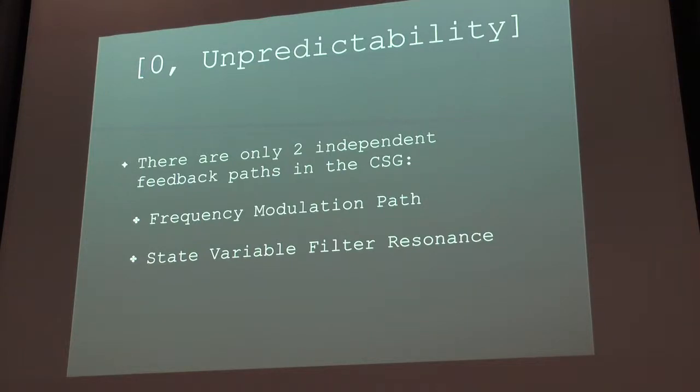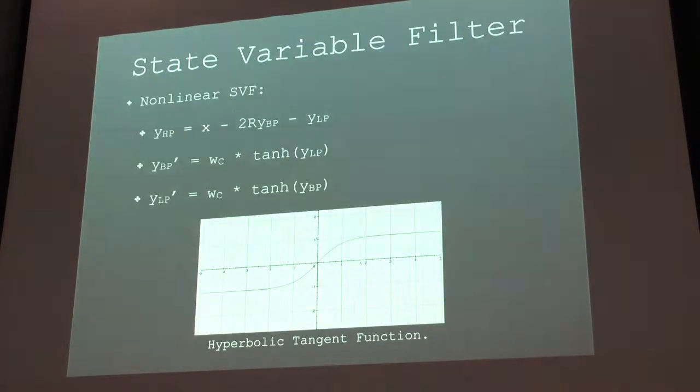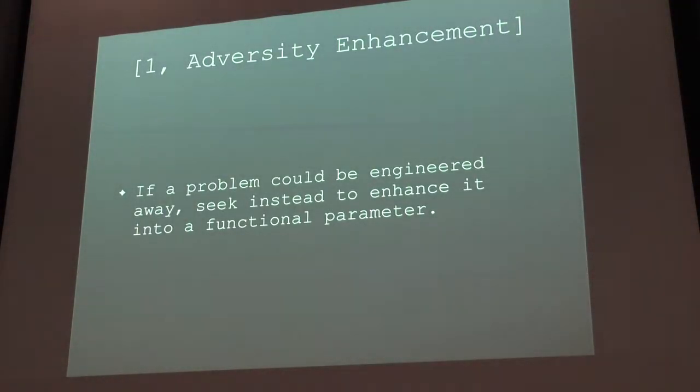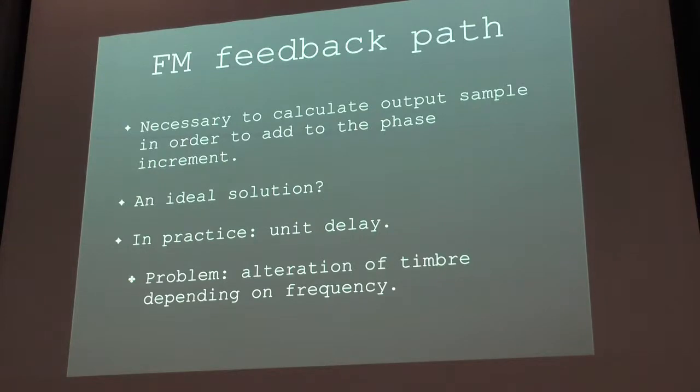Okay, so then, and also I know I said that there are two things in unpredictability. The second one, though, we're going to see analyzed more in this first rule. So adversity enhancement. If a problem could be engineered away, seek instead to enhance it into a functional parameter.